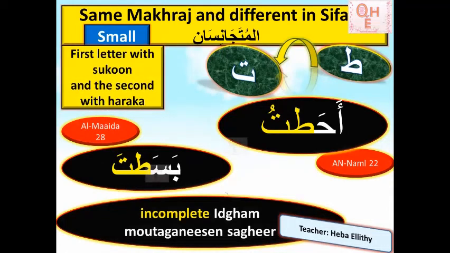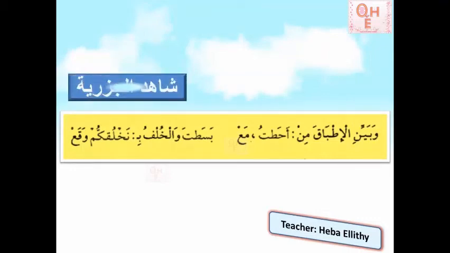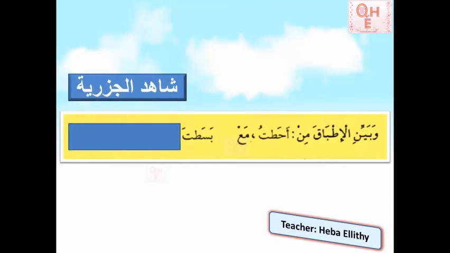These two words, especially, Ibn al-Jazari mentioned in his Jazariya, and he said: وَبَيِّنِ الْأَطْبَاقَ مِنْ أَحَطُّ مَعَ بَسَطَّ. Make the أطباق in the words أحط and بسطت clear. Okay? So these two words are an example for this case, but we have more words than that.